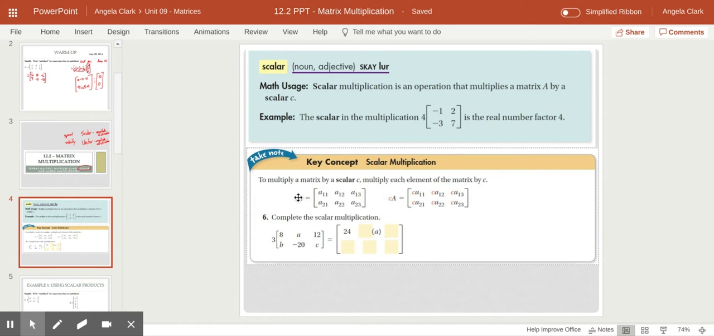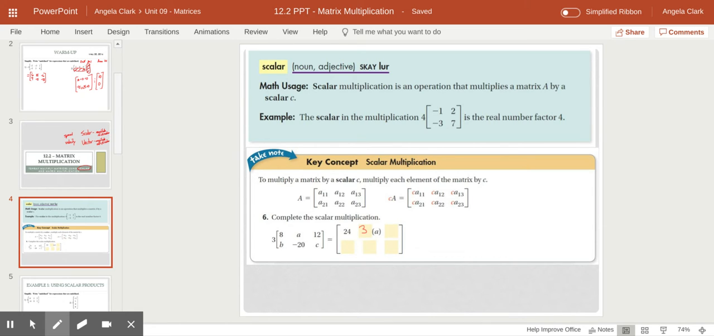This is basically what I just explained on the last slide. When we're multiplying by a scalar, say we're multiplying matrix A by scalar C, which could be any number, all we have to do is multiply each element in the matrix by C. So for example, if I want to multiply this matrix by 3, I'm just going to multiply each thing by 3. So I'm going to have 3 times 8, which is 24. I'm going to have 3 times A, which is just 3A.